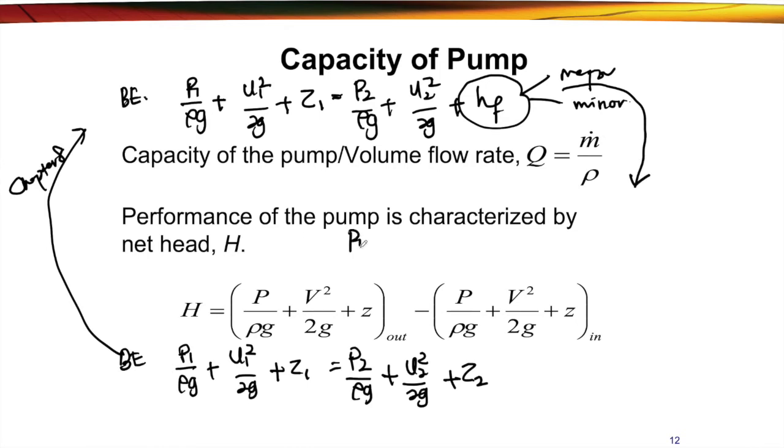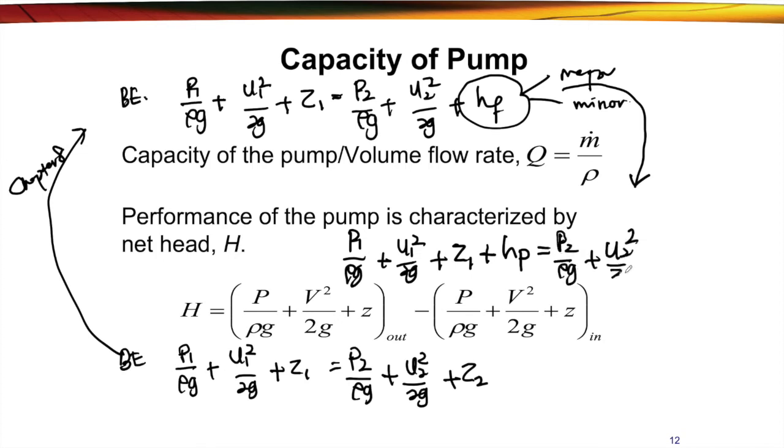So P1 over rho g plus U1 square over 2g plus Z1, you have to add plus HP, equal to P2 over rho g plus U2 square over 2g plus Z2 plus HF. So this is the new Bernoulli equation where we include the horsepower, we include the head of the pump.